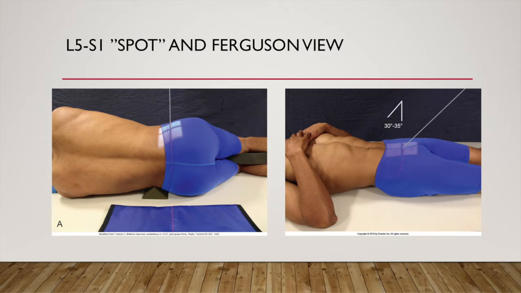A general rule would be to angle the central ray about 5 degrees caudal for male patients and 8 degrees for females. The central ray is going to enter about 1.5 inches below the iliac crest and about 2 inches behind the ASIS. The Ferguson method is shown on the image on the right, and the patient position is similar to an AP view, except the central ray is angled 30 to 35 degrees cephalic and enters about 1.5 inches above the pubic symphysis on the mid-sagittal plane.